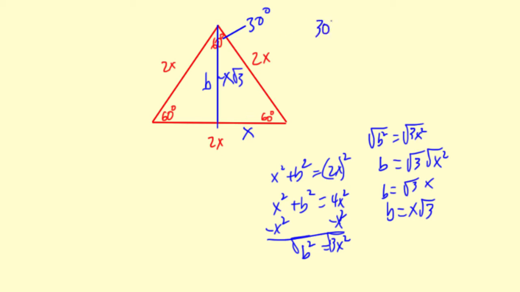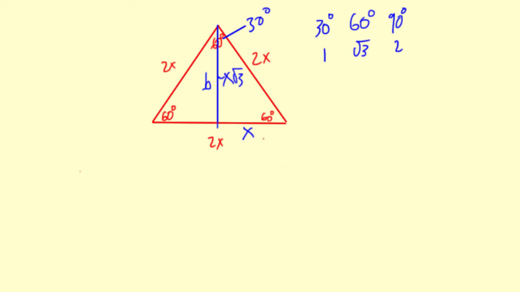So for 30 degrees, it's going to be 1. For 60, it's going to be square root of 3. And then opposite the 90 degree, it's going to be 2. These are the ratios that you can use for a 30, 60, 90 triangle. So you're going to have examples in the lesson of applying these ratios to solve for unknown measures, and also how the trigonometric ratios are calculated. So let's look at the trig ratios now.